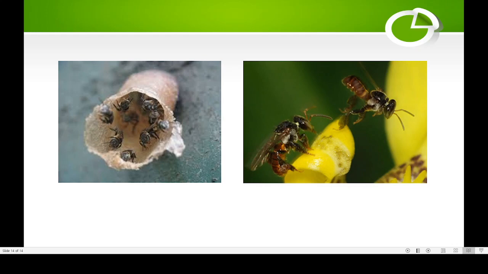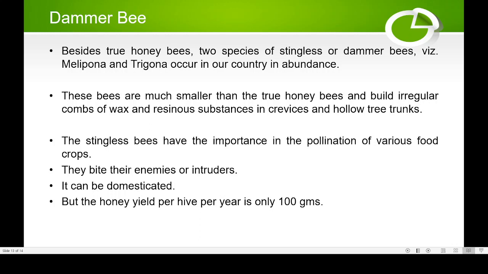This is the smallest of the honeybees, smaller than the Indian Apis florea. It is almost the size of a mosquito, very small. That is why it is known as a mosquito bee. Regarding the scientific name, there are two. They belong to two genera: one is Melipona iridipennis, and the second is Trigona. So Melipona and Trigona are the genera to which these dammer bees or mosquito bees belong.